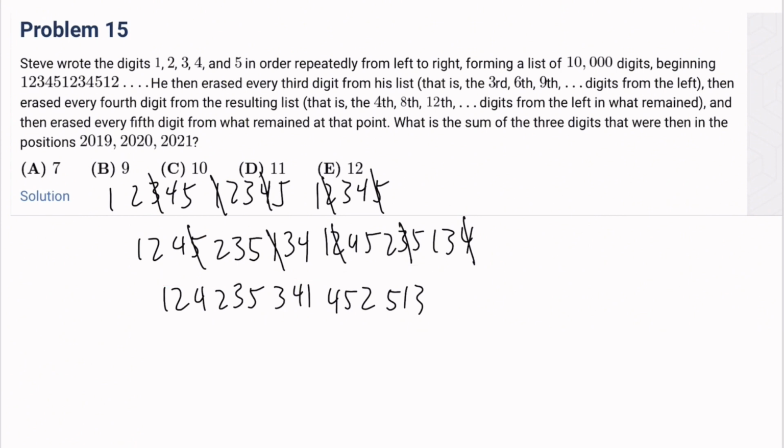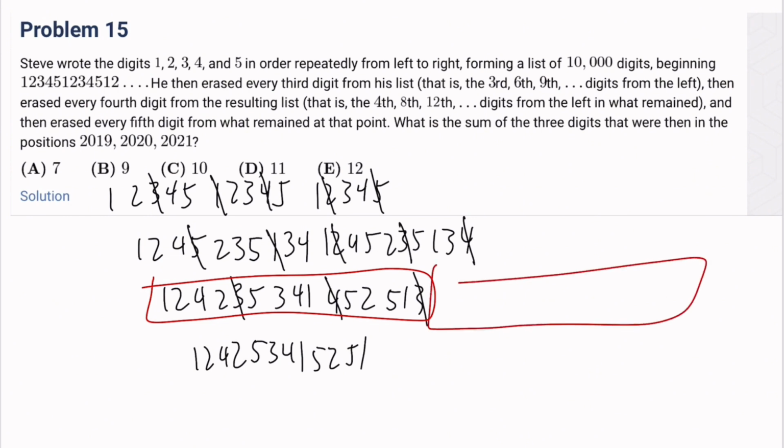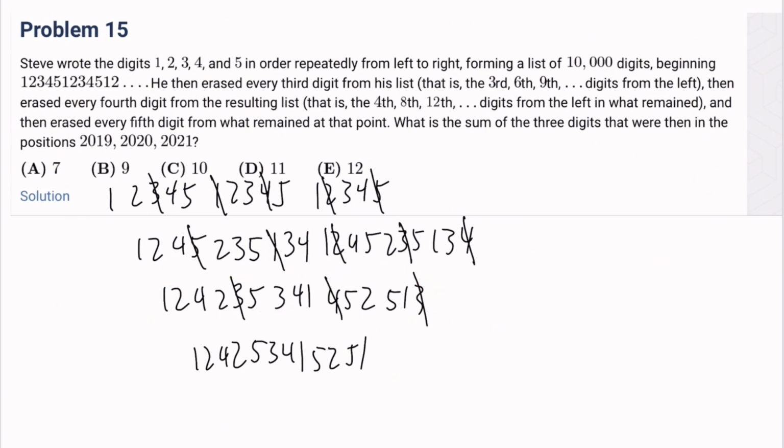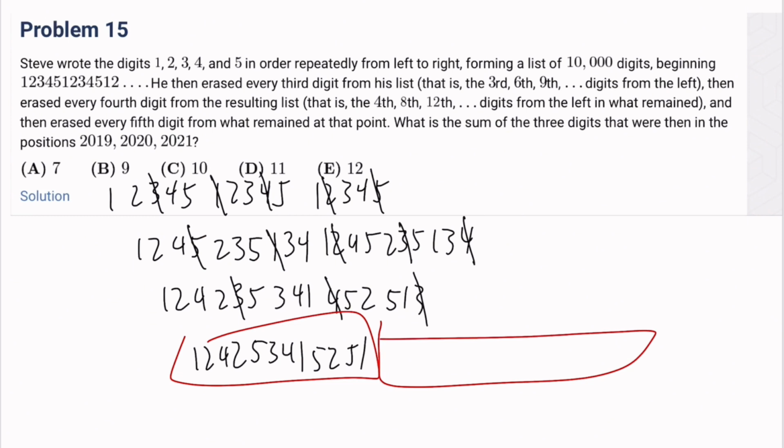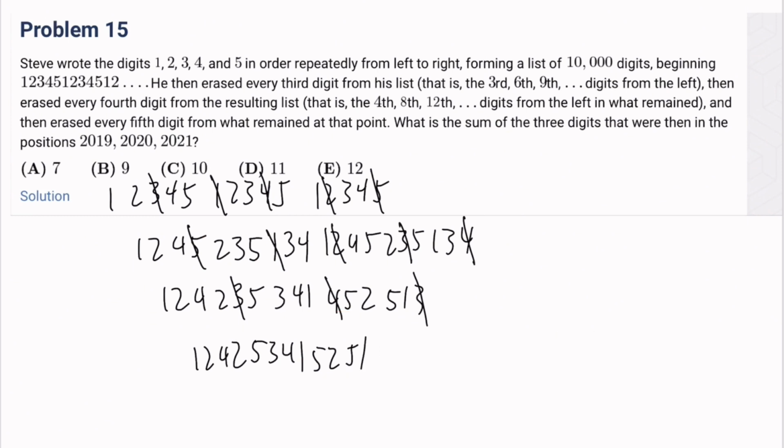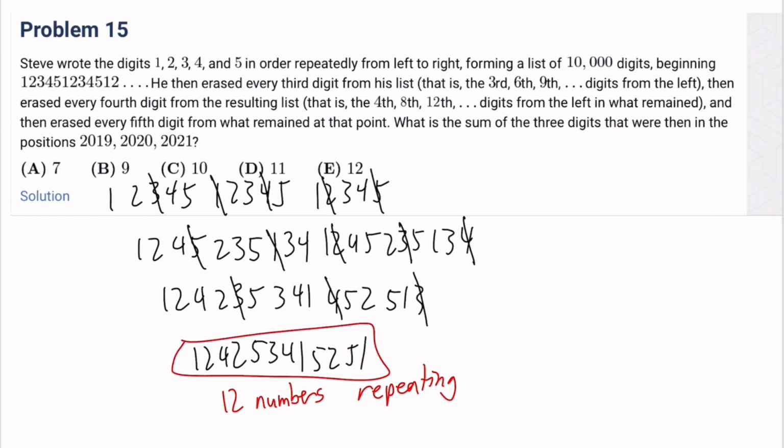And then from this one, we have to erase every fifth digit. And also same thing, this was being repeated, and so this is also going to be repeated, right? And so this is a list of 12 numbers, and they are repeating, right? And we want the positions 2019, 2020, 2021. So if we just have the remainders of these numbers when they are divided by 12, then we can just pick and choose from these numbers.